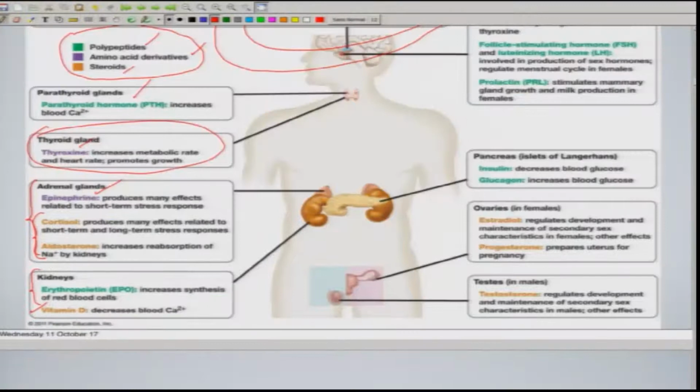Similarly, you have the pancreas, with the islet of Langerhans cells secreting insulin, which decreases blood glucose, and glucagon, which increases the blood glucose. Ovaries in females secrete estradiol, which regulates the development and maintenance of secondary sex characteristics in females and other effects. Then you have progesterone, which prepares the uterus for pregnancy. These are two unique things in the female body, whereas in the male body you have the testes, which regulate the development and maintenance of secondary sex characteristics in males and other effects. We will come to that later.